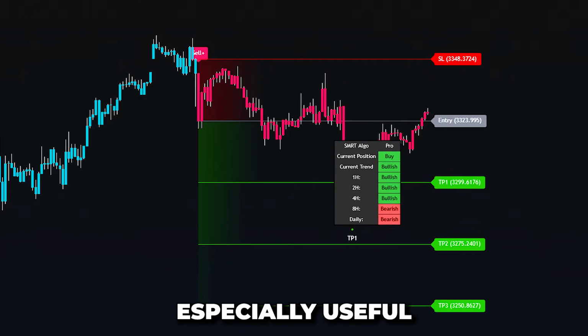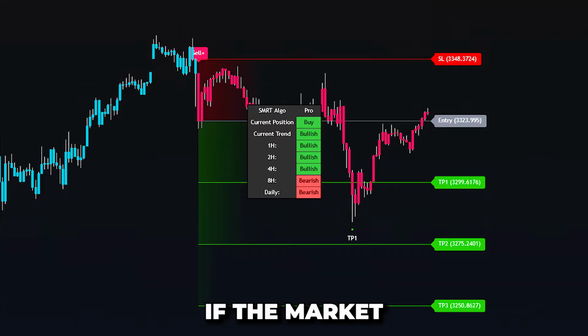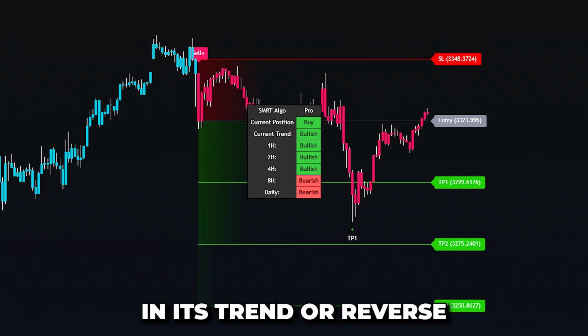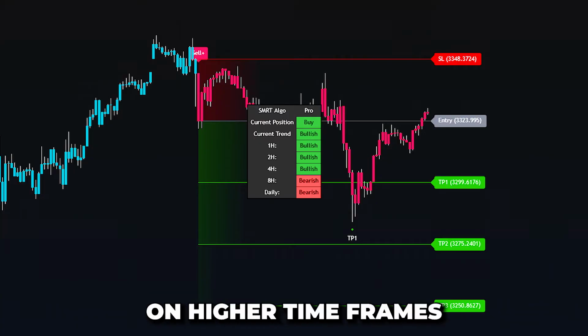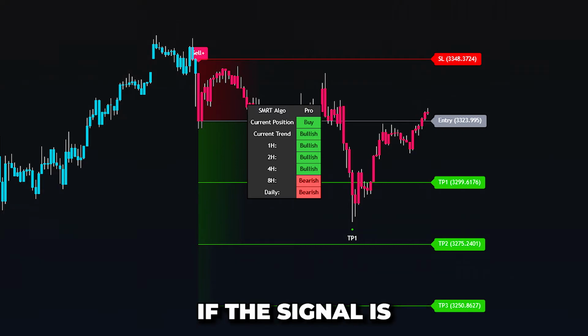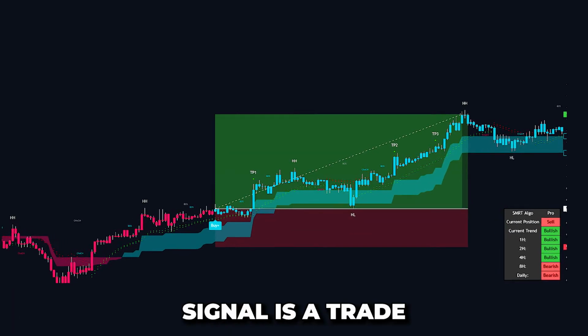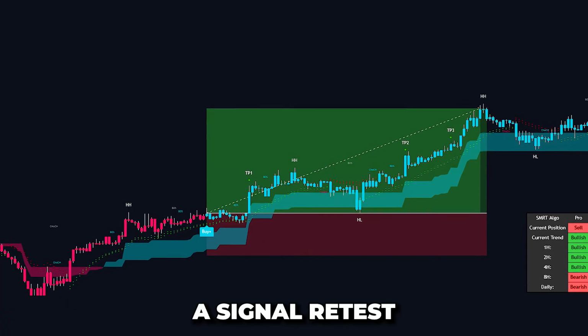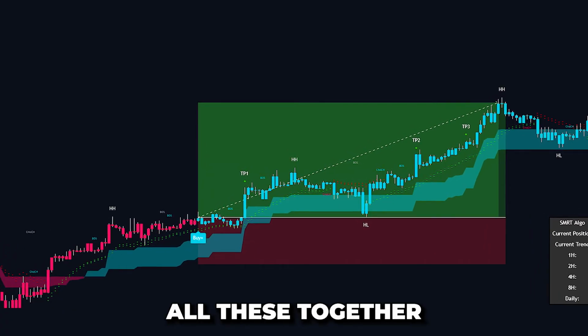This is especially useful when you see a signal, but you are not sure if the market is going to continue in its trend or reverse. And with one click, you can check the trend on higher time frames and quickly decide if the signal is valid or not. Not every signal is a trade. Look for confluence: a signal, a retest, a demand zone, a clean trend. All these together, now that's your trade.